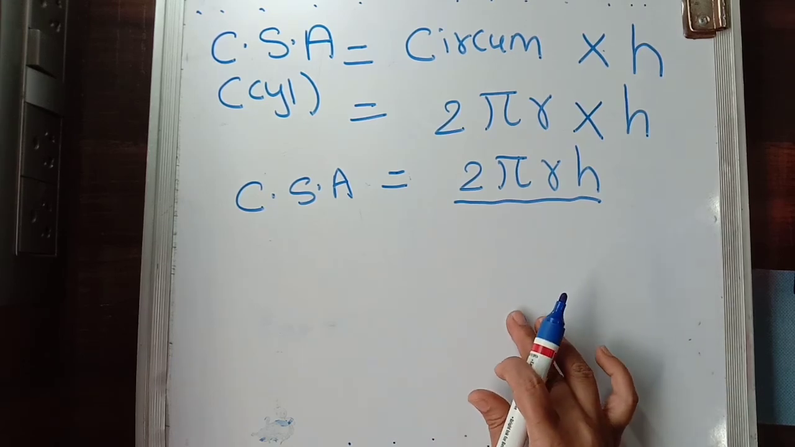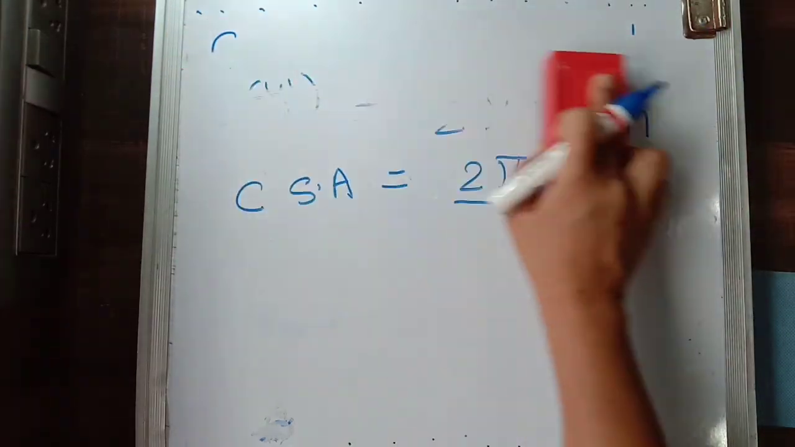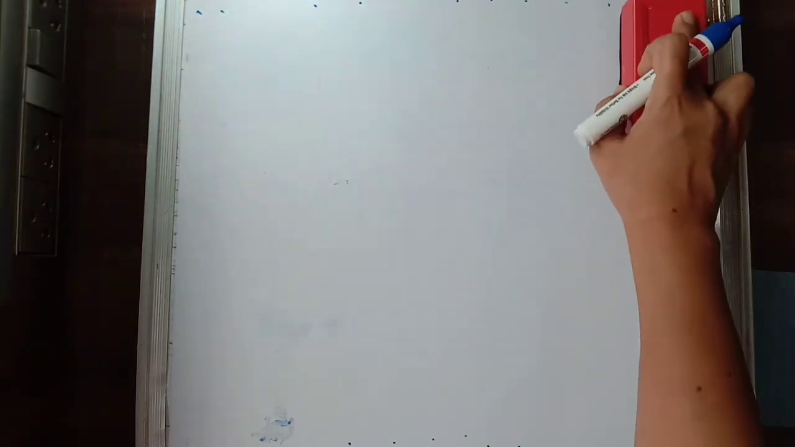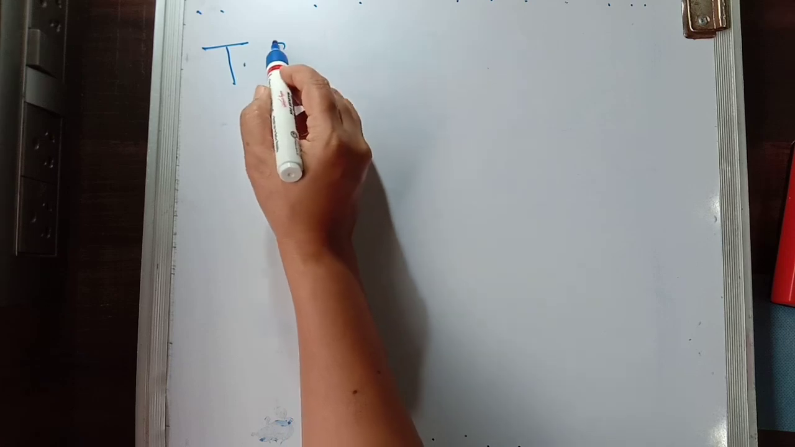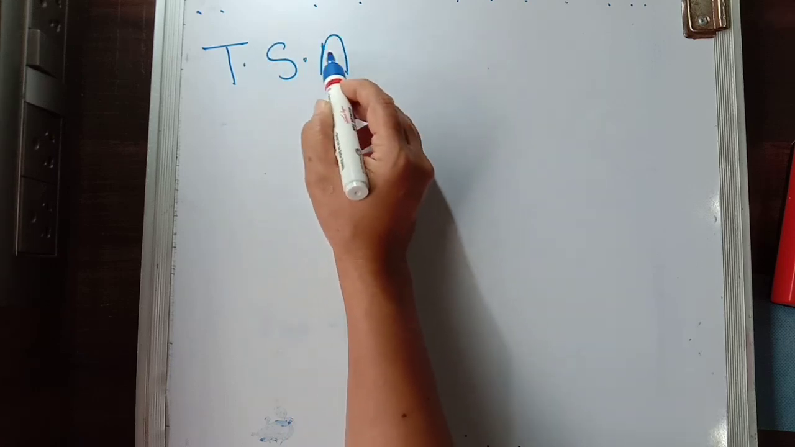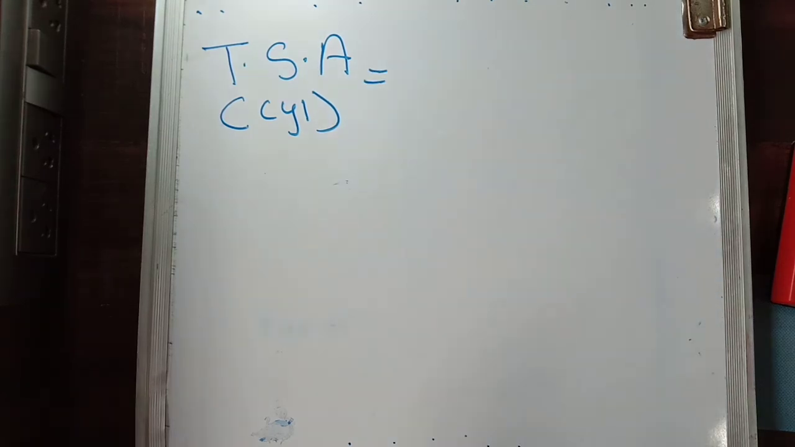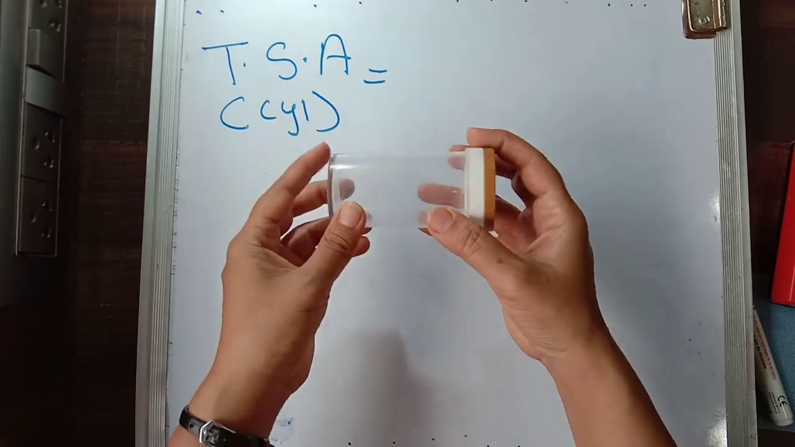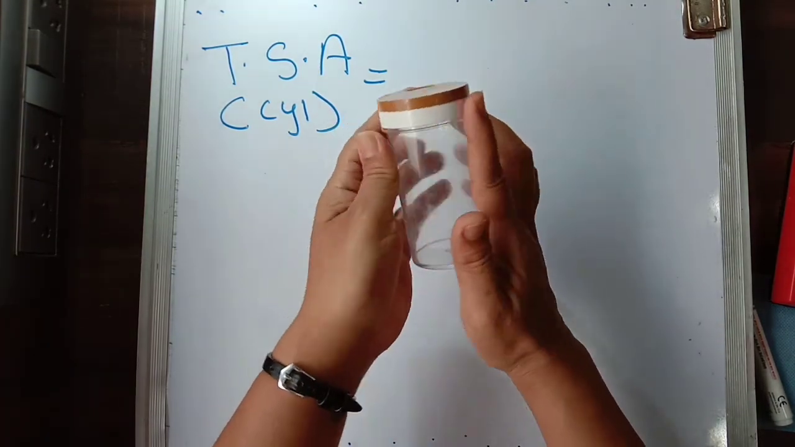Now let us move on to the total surface area of a cylinder. What do you mean by total surface area? In this case, the cylinder is closed. Now just look at what I am showing. This is also a cylinder, but it is closed from both the ends. So this will be the curved surface area.